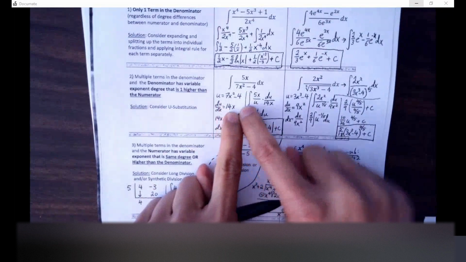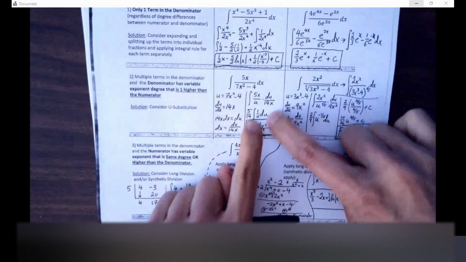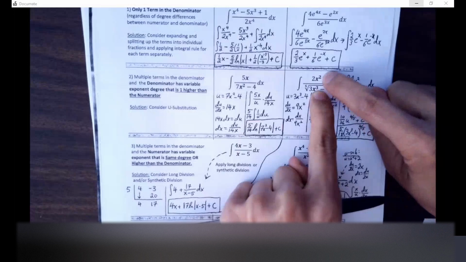So if my u value is 7x squared minus 4, look at how the derivative produces 14x, and that 14x is going to match up nicely with that 5x. And once that cancels out, I'm left with an expression that is perfectly set up for either natural log or whatever rule that I need to use. All right, so if my degree in my denominator is 1 higher than my numerator, that's a good sign that I'm dealing with u substitution.